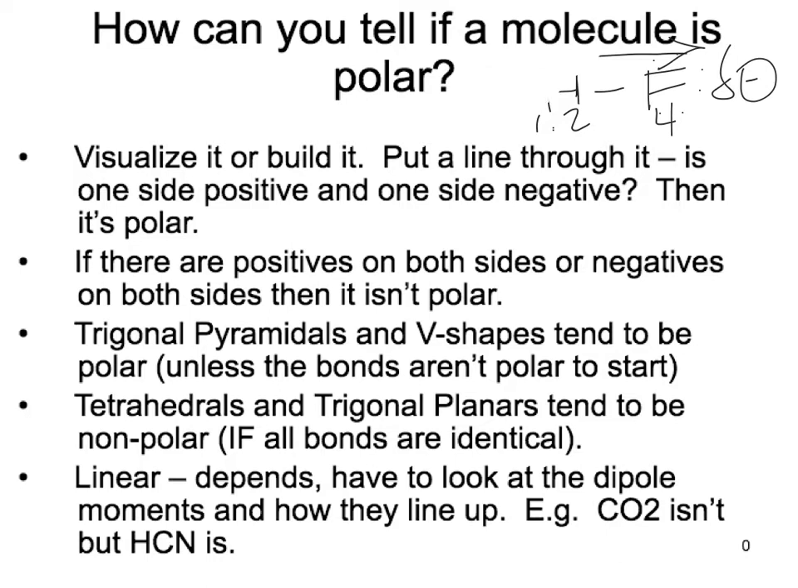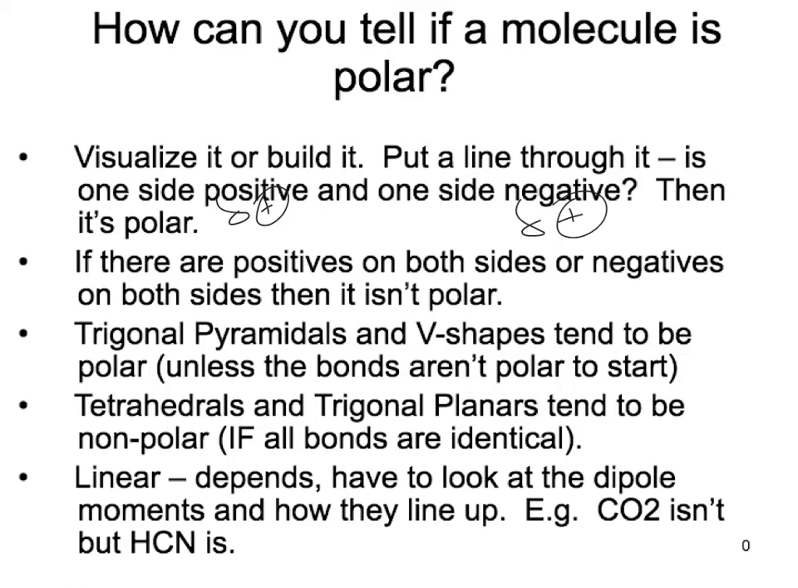So I don't have a lot of room here, so I'm going to just continue to erase and draw. But how can we tell if a molecule is polar? Well, what we do is we visualize it, or you can build it, and you look at every bond and you look at the dipole moment of every bond, and you could draw that in or kind of visualize it. But then what you do is you take the entire molecule, you put a line through the middle of it, and decide, is one side a little bit positive and one side a little bit negative? It won't be a full positive or negative because that's for ionics, but is one side partially positive, the whole entire side, and is the other side a little bit negative?